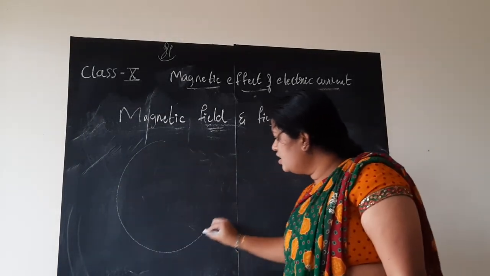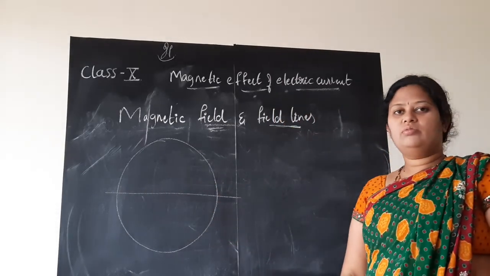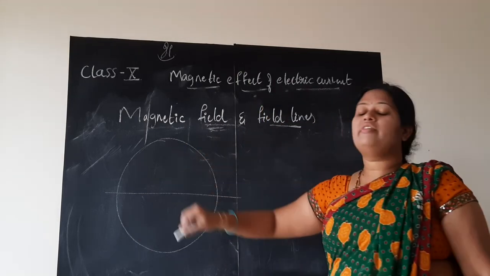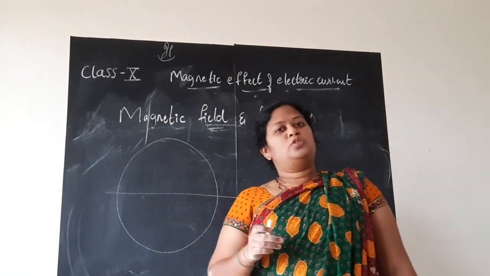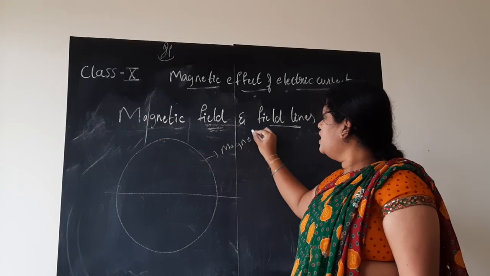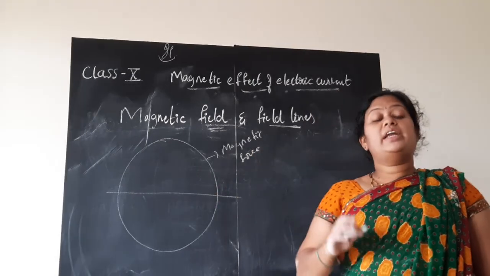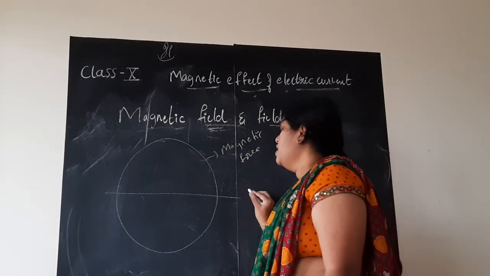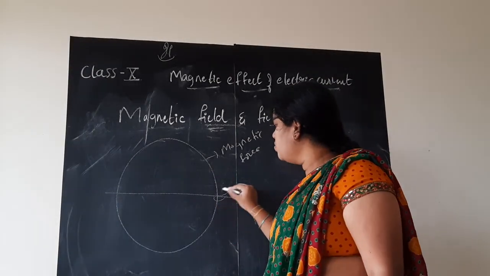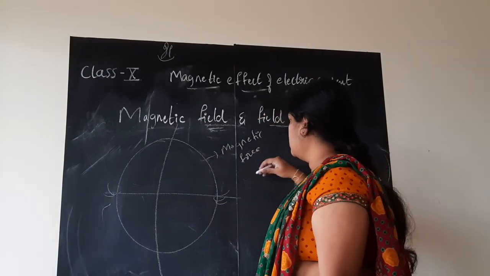Imagine our earth as a magnet. You know about the poles of the earth, you have studied in social. So if this earth itself acts like a magnet, children, we say the magnetic force of earth. The earth exerts magnetic force on all the objects. The magnetic field strength is stronger towards the poles of the earth.